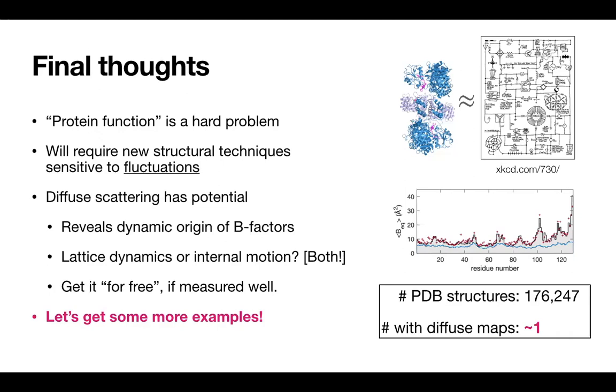Diffuse scattering you get for free when you measure a diffraction pattern, but you do have to measure it well. And I just want to point out that there are 176,000 structures in the PDB. The number of those structures that is associated with a well-measured, highly detailed diffuse map is of order 1. We need to get some more examples. So let's measure more diffuse scattering. And that's it. I'm happy to take questions.